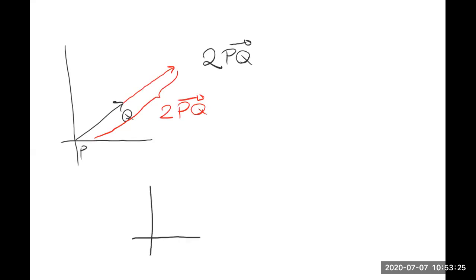For example, if I have another vector like this, I don't need to use letters like PQ for vectors. I can use one letter too. A lot of times we show vectors with just V, because V is the initial for vector. So for example, 3 times V means we have a vector in the same direction, but its length is 3 times V.